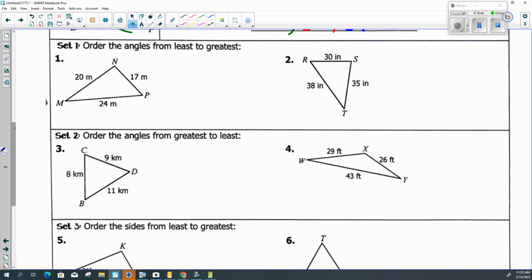Okay, let's do a couple examples. So we're just going to do number 2. The biggest thing on the homework is they'll sometimes want least to greatest and sometimes greatest to least. Just read the directions carefully. So Ethan, which is going to be my smallest angle on number 2?